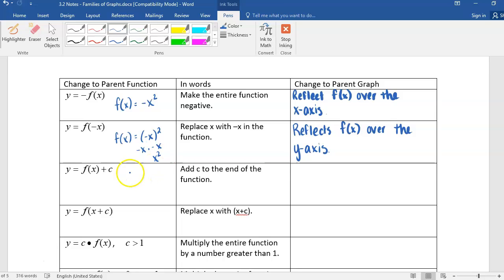Okay. If we take any function and we put a plus c on the end, where c is some number, so we might have plus 7 or plus 25, or it could be plus a negative number, which would make it minus, like minus 4 or minus 8, that is going to shift f of x up or down c units.